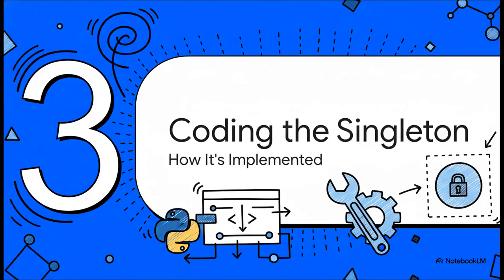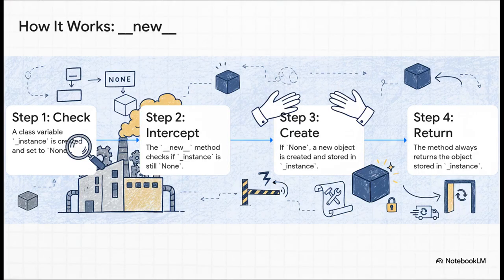All right, now for the fun part, coding the singleton. How does this actually work under the hood? Let's look at a really common way to build this in Python. And the key is, we're going to focus on a special method that gets involved before an object is even born. Okay, so most of us are familiar with the init method in Python, right? That's what runs after an object has already been created to set it up. But the Singleton pattern uses a clever little trick. It hijacks the process before that, using a different magic method called __new__. This is the method that actually creates the object. So by overwriting it, we can step in and take control.